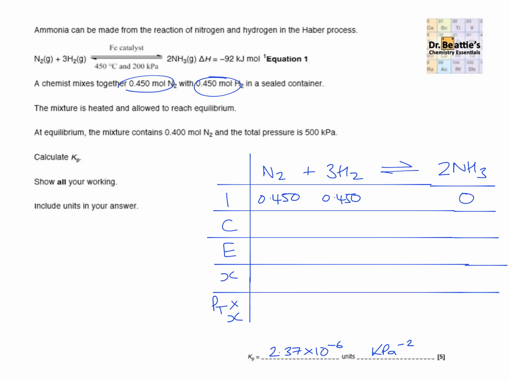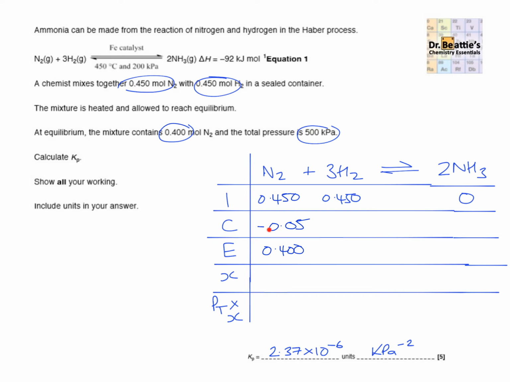The mixture is then heated and allowed to reach equilibrium. And then we're given some information. At equilibrium, the mixture contains 0.4 moles of nitrogen and the total pressure is 500 kilopascals. So we're going to use that later, but right now we're going to focus on this 0.4, and that was at equilibrium for nitrogen, so we're just going to put 0.400 here. We don't know any other information here, so this column is our way in. So you can see the change here is starting at 0.45, gone to 0.4, so we've decreased by 0.05 moles.